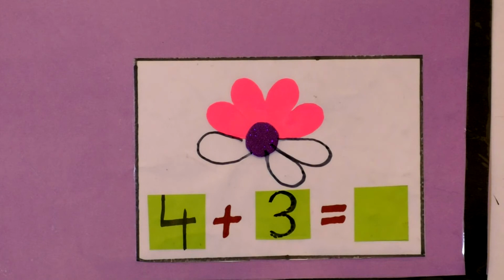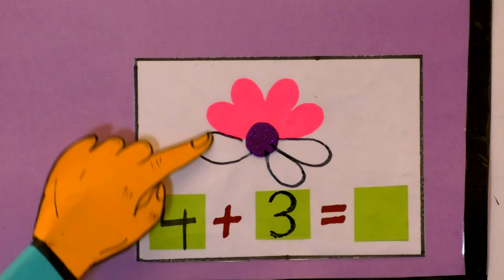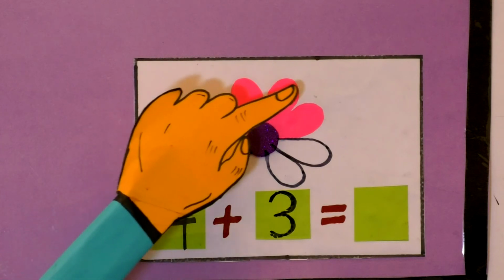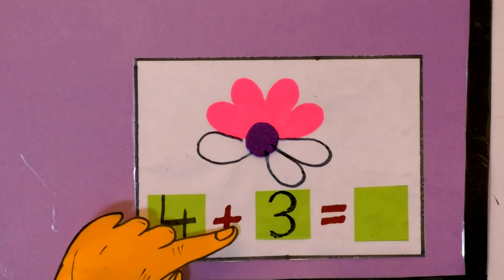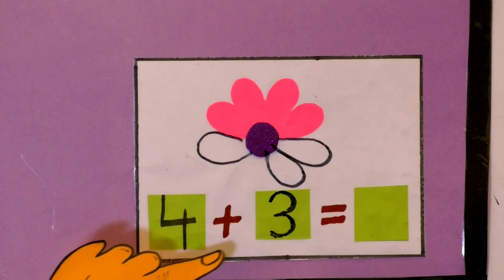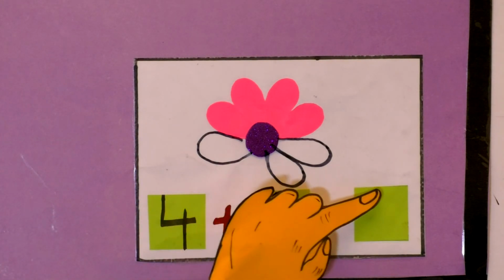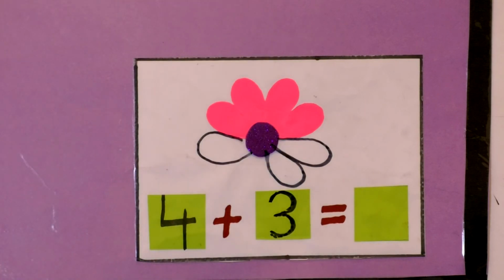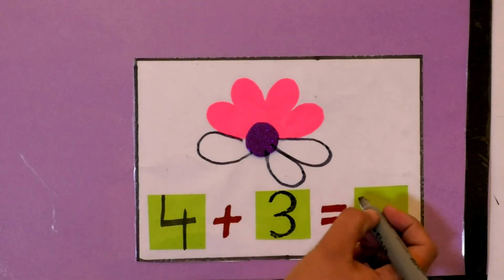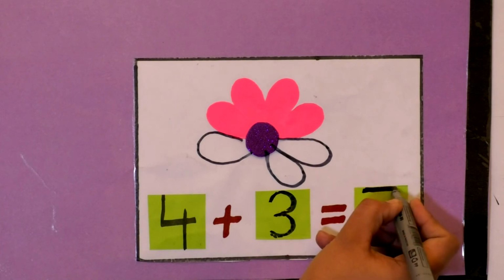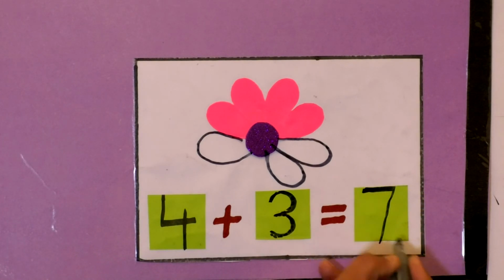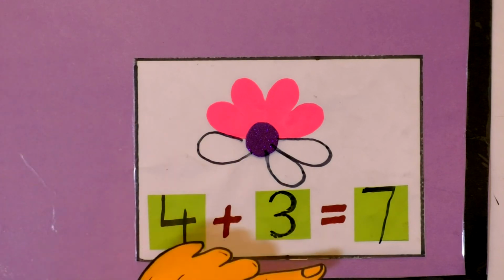Now let's count. Is it 7 in number or not? Yes. 1, 2, 3, 4, 5, 6, 7. Yes, when we added 3 more petals to 4 petals, it becomes the set of 7. Now we have a total of 7 petals in this flower. 4 plus 3 is equal to 7.